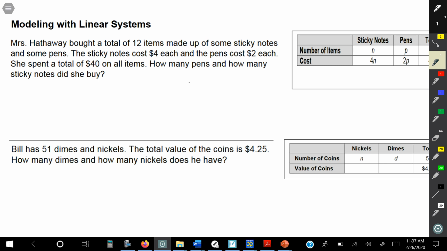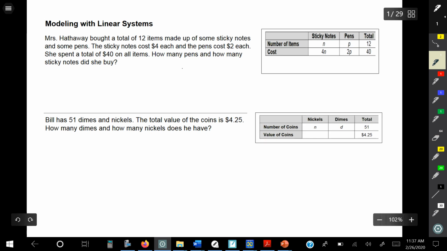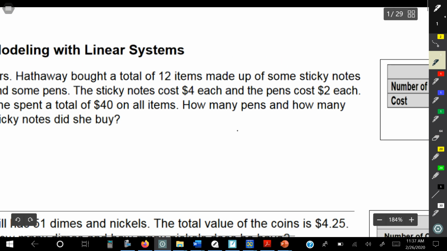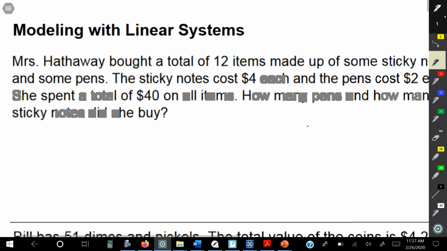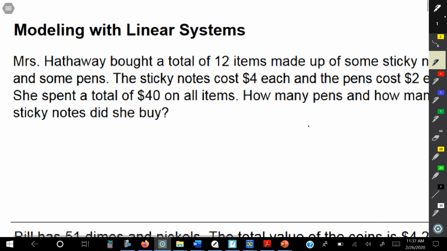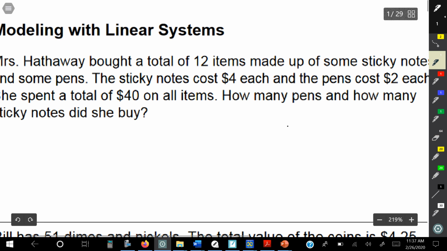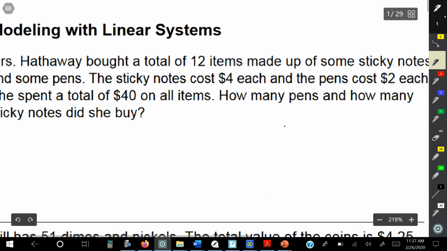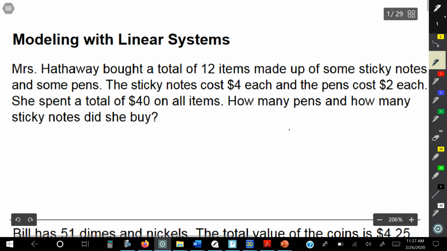Okay, so first, I'm going to read the whole question, and then I'm going to show you what the table over here to the right is, okay? I'm going to start with this first question here. It says, Mrs. Hathaway bought a total of 12 items made up of sticky notes and some pens. It doesn't tell you how many sticky notes or how many pens, but just know that they add up to equal 12. The sticky notes cost $4 each, and the pens cost $2 each. She spent a total of $40 on all the items. How many pens and how many sticky notes did she buy?